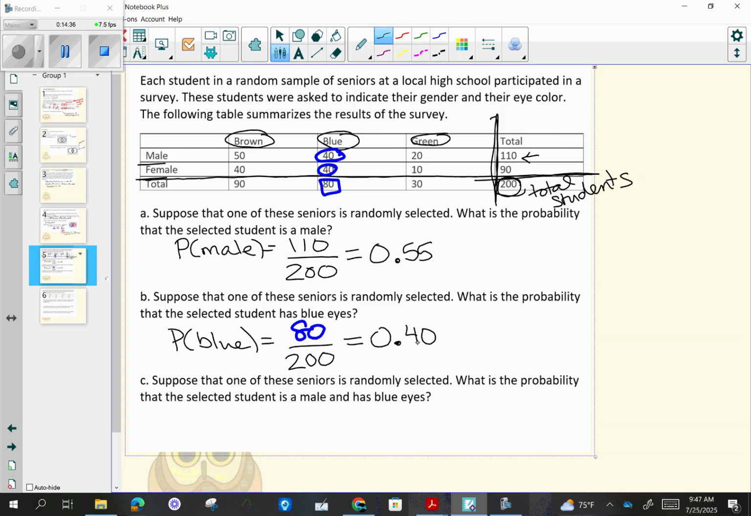Suppose that one of these seniors is randomly selected. What's the probability that they are a male and has blue eyes? So remember, and is intersection. So I'm going to do that upside down U. So and intersection. So figure out the probability of male and blue.